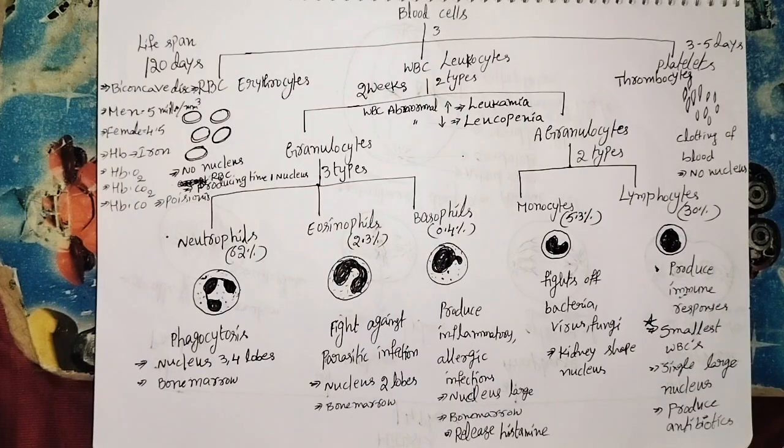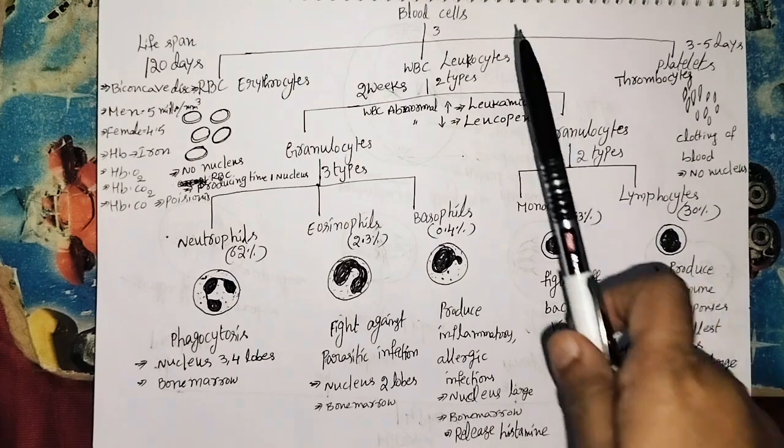Today I am teaching 10th class biology ICSE syllabus, important questions and previous year question papers with answers. In the circulatory system, the blood cells are a very important topic, and I will write the main important points as a mind map of this chapter. So first of all, blood cells.